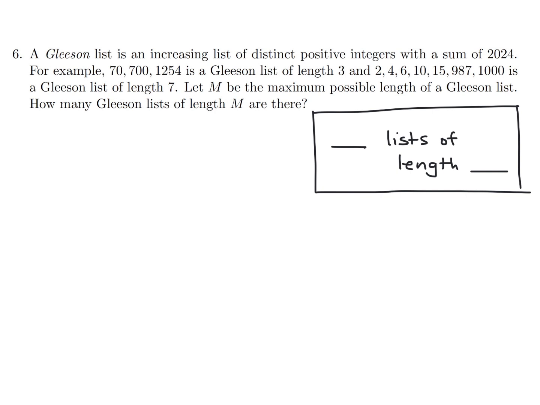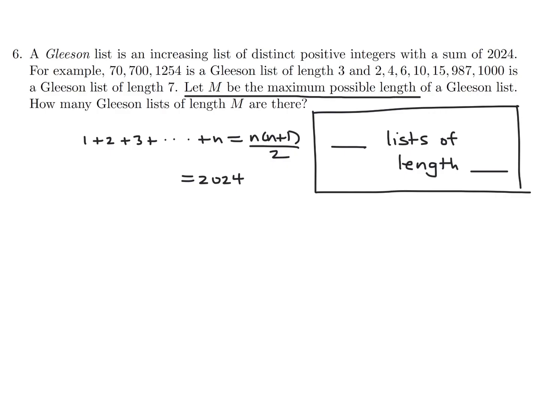So when you have consecutive integers like 1 plus 2 plus 3 all the way until n, there's a formula that a lot of you know. It's n times n plus 1 over 2 when you add up the sum of consecutive integers. So in our case, we are adding a bunch of integers and the sum is 2024. So I'm interested in the maximum possible length, which is exactly what they're talking about here. So what if they're all consecutive, like 1 plus 2 plus 3, like that? If that's the case, it would be n times n plus 1 over 2. And n times n plus 1 is 4048.